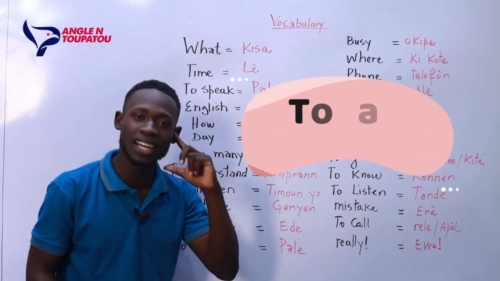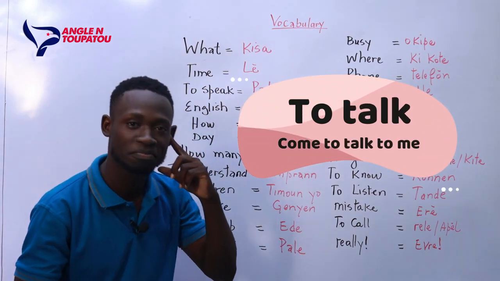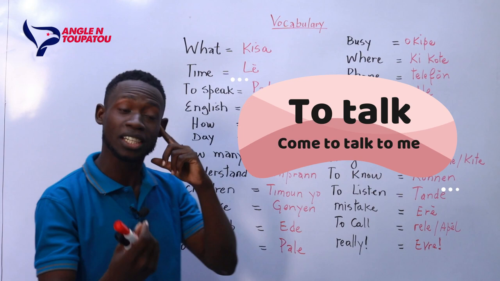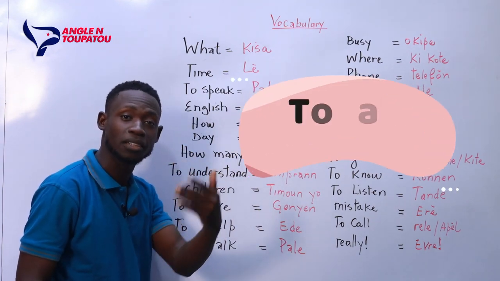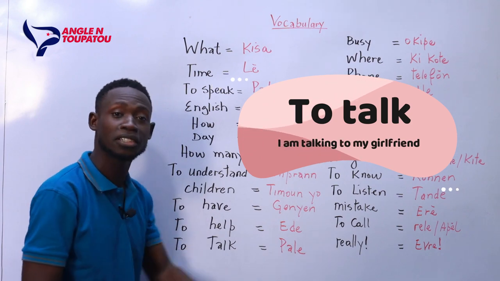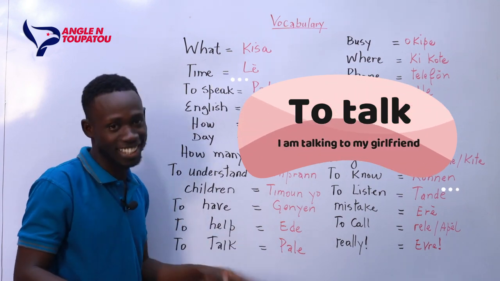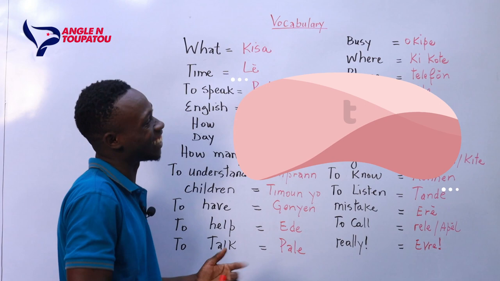Talk. Come to talk to me. Come to talk to me. Talk. I'm talking to my girlfriend.